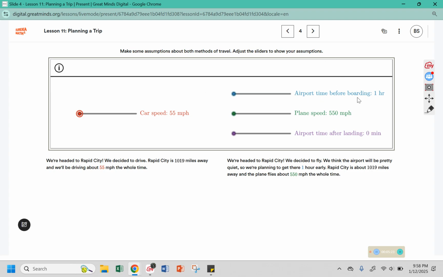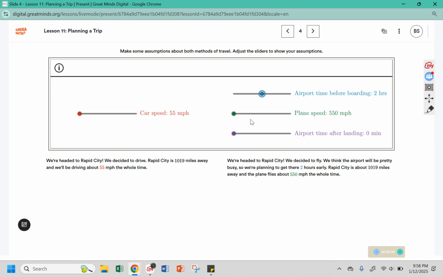Now, airport time before boarding. Typically, you park your car, maybe you take the tram from your car in the parking lot to the airport. Then you have to check in, maybe check some bags. Maybe you stop and get a coffee or breakfast. You go through security, and then you wait for your plane. So I'm going to assume that this actually takes longer than an hour. And if the airport's really busy, it might be closer to 3 hours, but I'm going to go with 2.